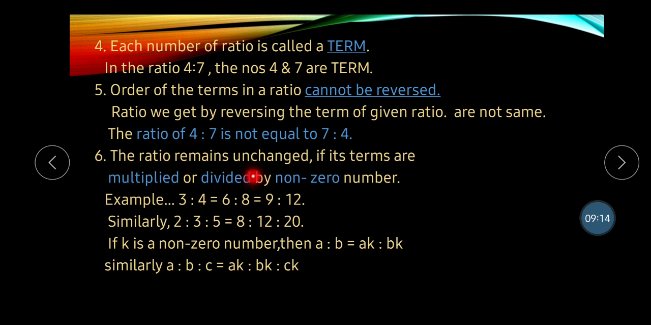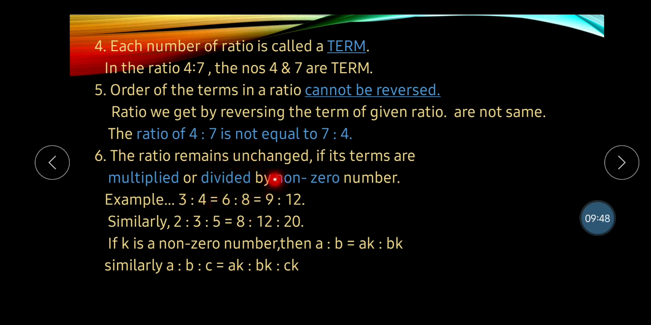Last property. Sixth property, the ratio remains unchanged if the terms are multiplied or divided by a non-zero number. That is, for example, 3 is to 4 is equal to 6 is to 8 is equal to 9 is to 12. That means 3 is to 4 we have taken. This is our major number. So, if you multiply 3 is to 4 by 2, we will get, obviously, 3 2s are 6 and 4 2s are 8.